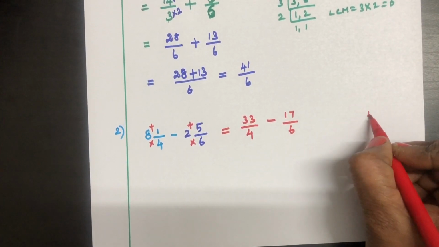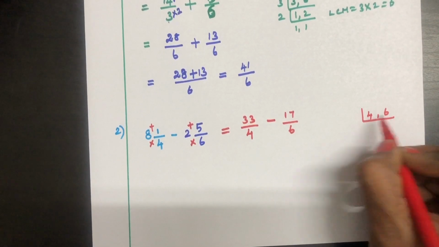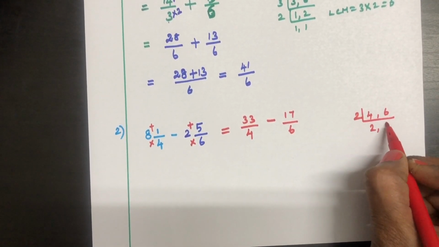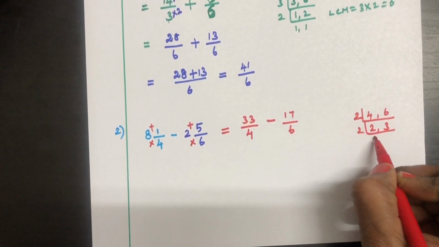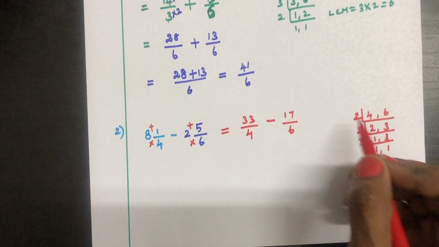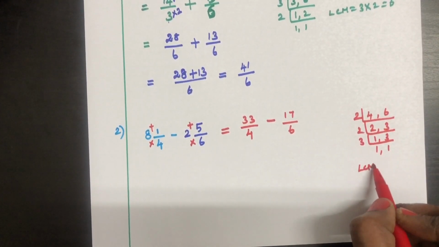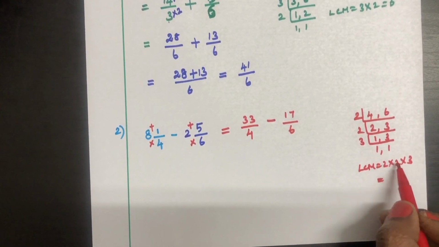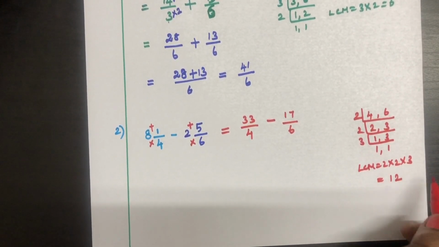For that, we are going to find the LCM for 4 and 6. 2 will do. 2 times 2 is 4, 2 times 3 is 6. So, 2, 1 comma 3. So, 3 can divide, 1 comma 1. LCM equals 2 into 2 into 3. This is equal to 2 2s are 4, 4 3s are 12, which is our LCM.